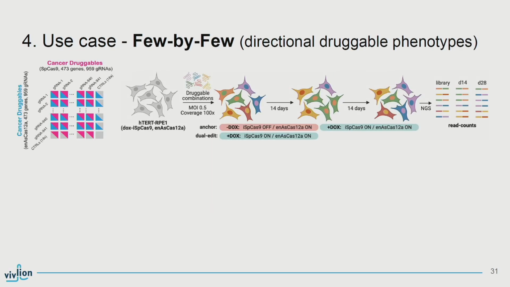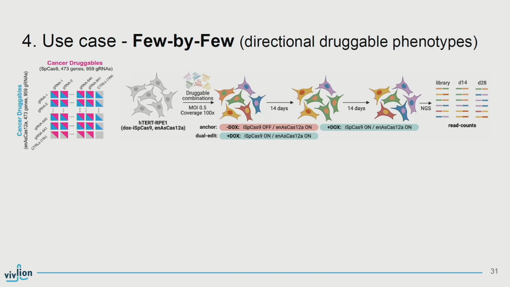What I want to show you is a combinatorial library in which we took 450 cancer druggable genes. Those are the drug targets of everything that is approved, and then phase 1, 2, and 3. It's a multiplex library. Each gene is targeted with 2 guides. So roughly, the library has a diversity of 1 million guide combinations.